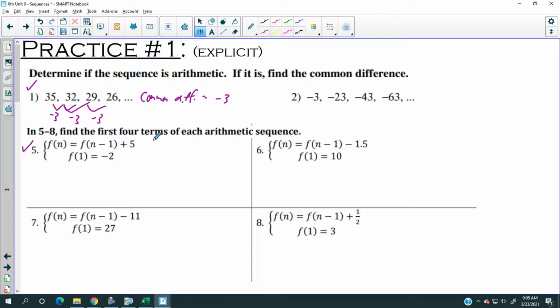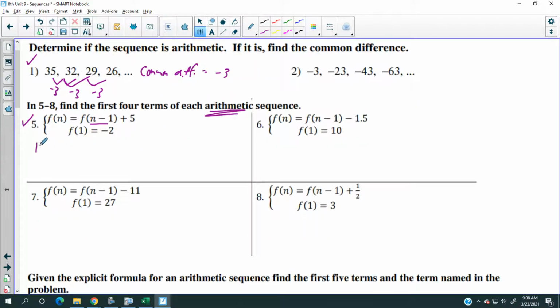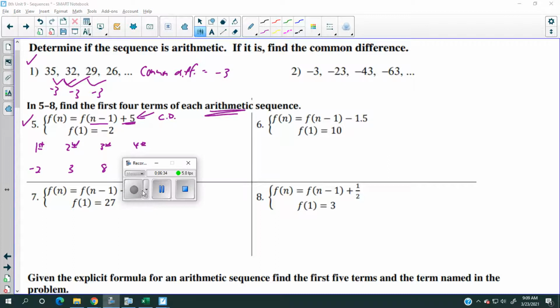Find the first 4 terms of each arithmetic sequence. So the first term is -2. If the first term is -2, what's the second term? Well, this tells you the common difference. I'll use CD from now on. The difference is 5, so you just add 5. So -2 plus 5 is 3, plus 5 is 8, plus 5 is 13. What are the first 4 terms? That's it. Okay, one more.